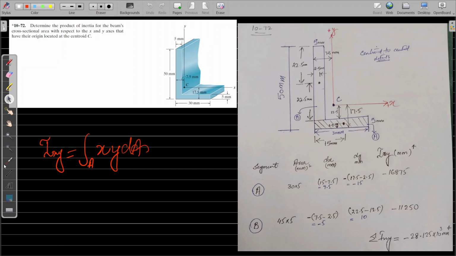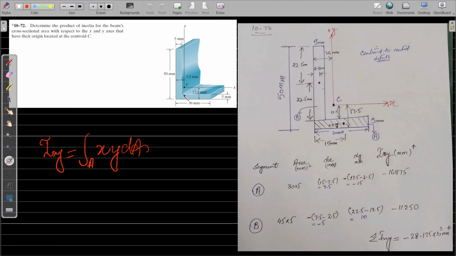Just to let you know, this is our L section beam. These are the x and y axes, and they have given us this centroid C, which is located at the intersection of x and y. The dimensions related to this centroid are, from this end, 7.5 millimeters, and from this end, 17.5 millimeters.